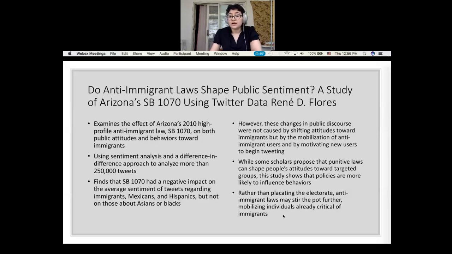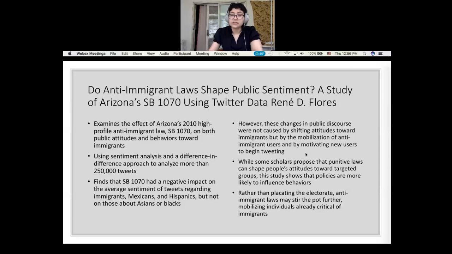And so anti-immigrant laws, they argue, may stir the pot further, mobilizing individuals already critical of immigrants to be more vocal, rather than placating the electorate. So this is an interesting article.